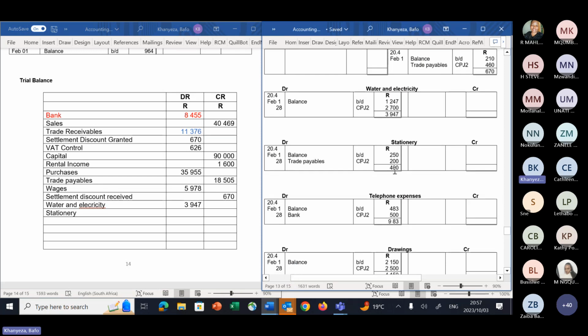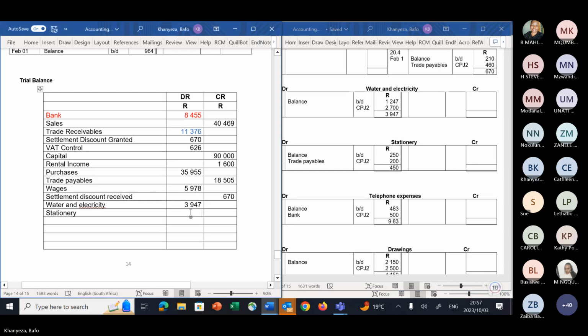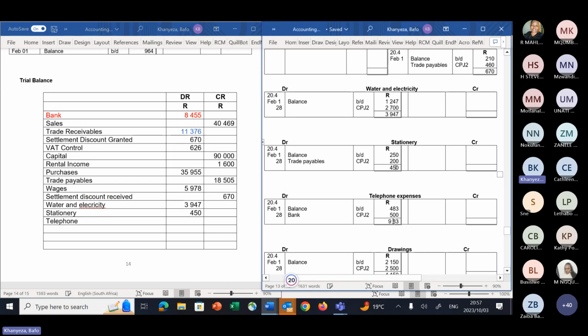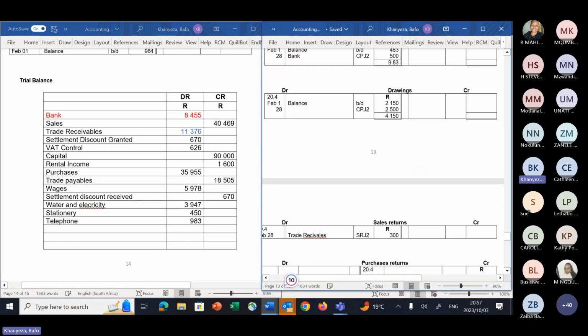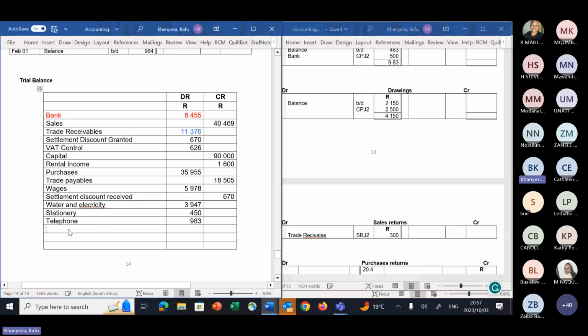So I've written 400, so it's just those discrepancies because I'm talking while I'm writing. It's 450, but you've got the correct figure in front of you. You have the telephone, 983. Then we have drawings, 4150.